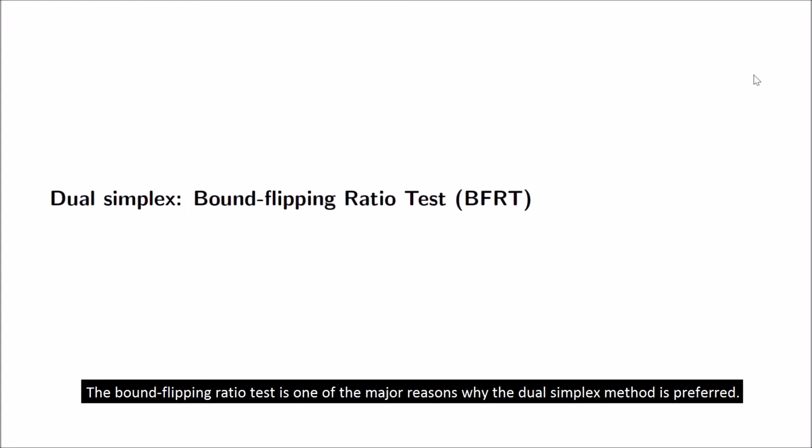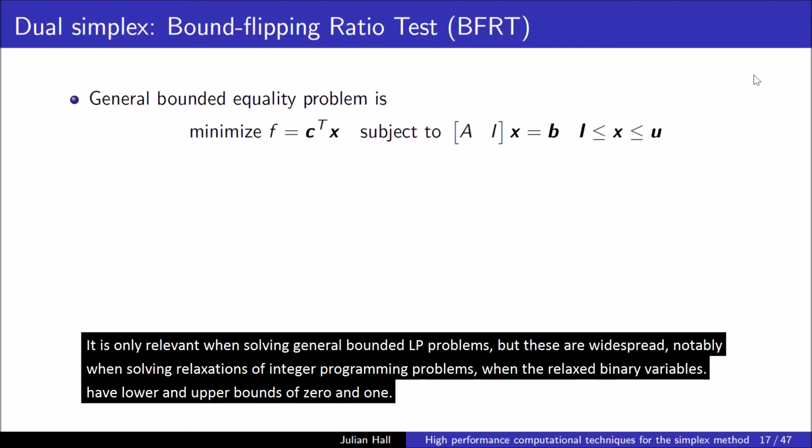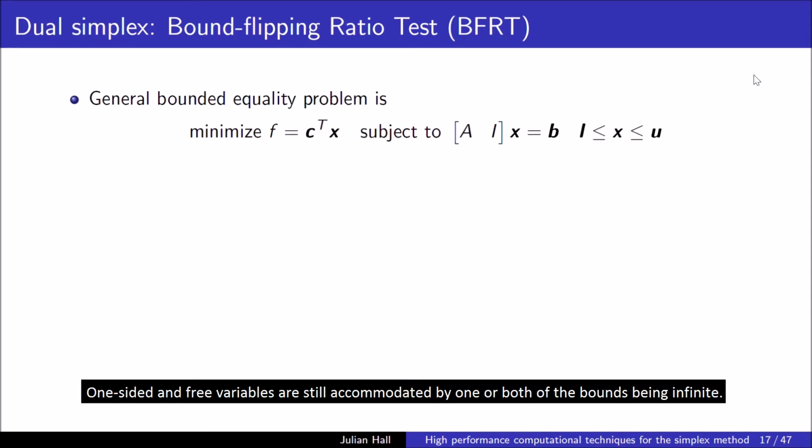The bound flipping ratio test is one of the major reasons why the dual simplex method is preferred. It's only relevant when solving general bounded LP problems, but these are widespread, notably when solving relaxations of integer programming problems, when the relaxed binary variables have lower and upper bounds of 0 and 1. One-sided and free variables are still accommodated by one or both of the bounds being infinite.